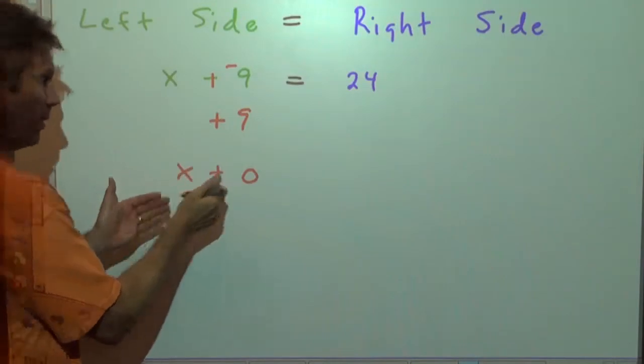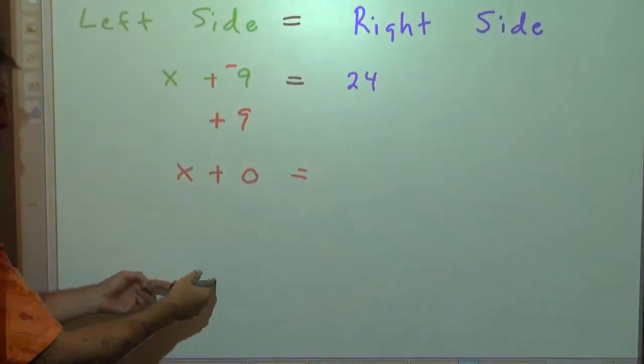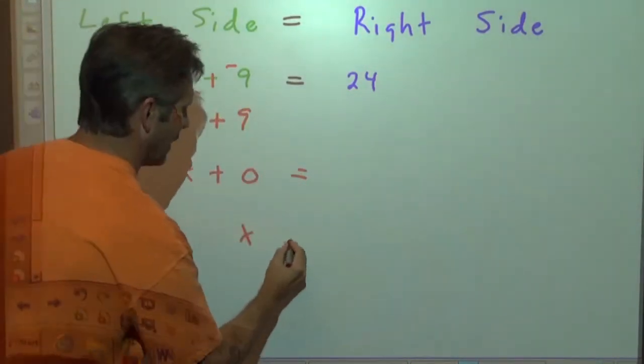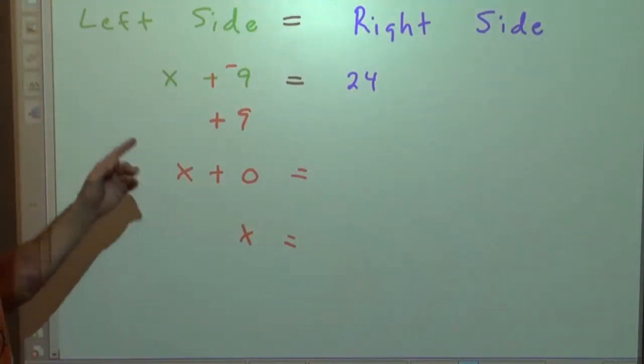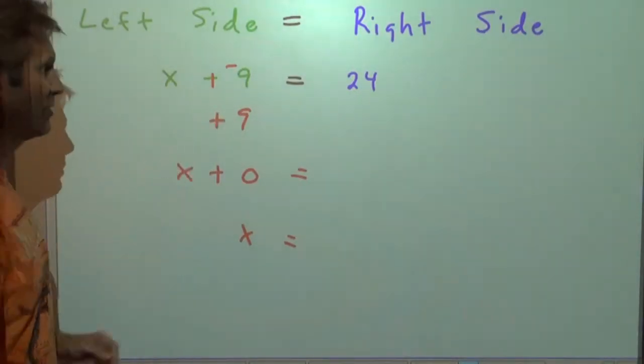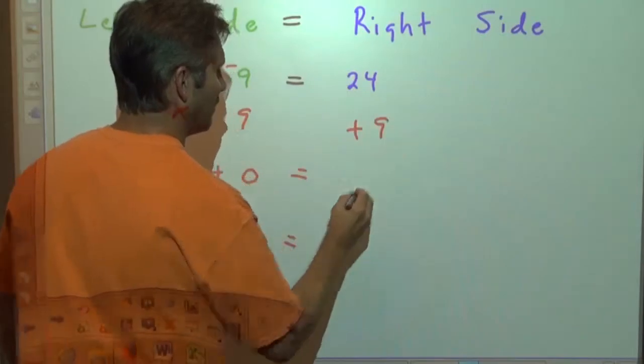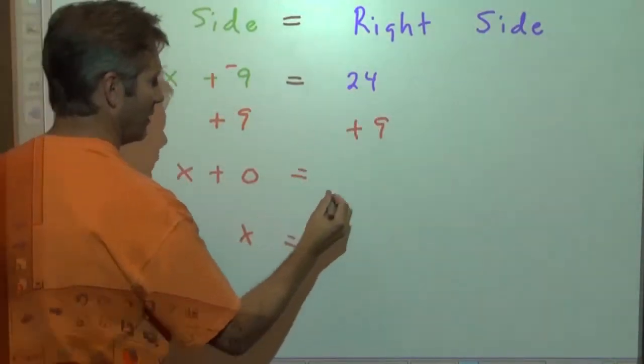But we created 0 on the left side. We know on the left side of this equation, x plus 0 is x. Now we got x by itself, but how did we do it? We added 9 to the left side. So now we have to do the exact same thing on the right side. That keeps both sides equal.